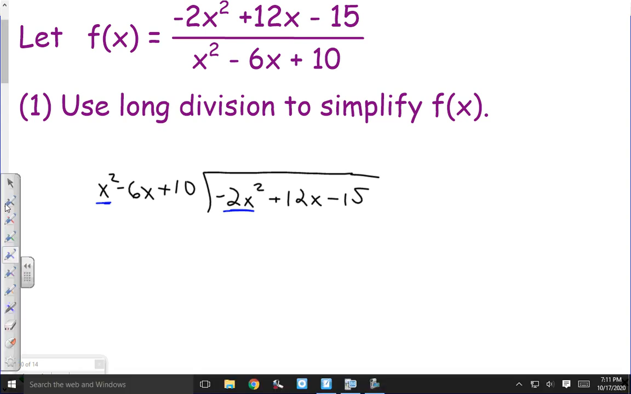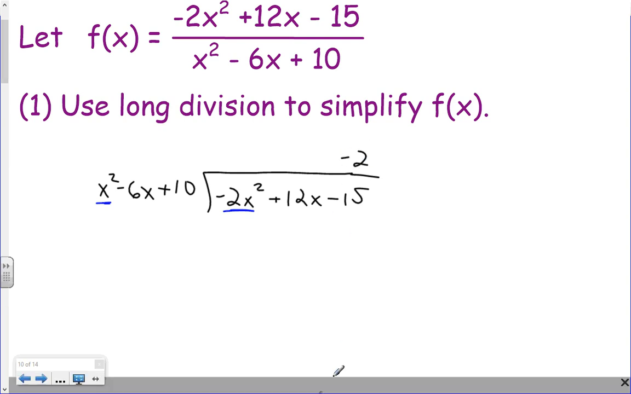That obviously needs to be a negative 2. And since it's just a constant, I put it above the constant of negative 15 there. And now multiply that negative 2 by this quadratic that's out front. Negative 2 times x squared is a negative 2x squared. And then negative 2 times 6x is a positive 12x. And then negative 2 times 10 is a minus 20. And again, you have to subtract this. I like putting that in parentheses with a negative out front just so I don't forget to distribute that negative sign all the way through here.